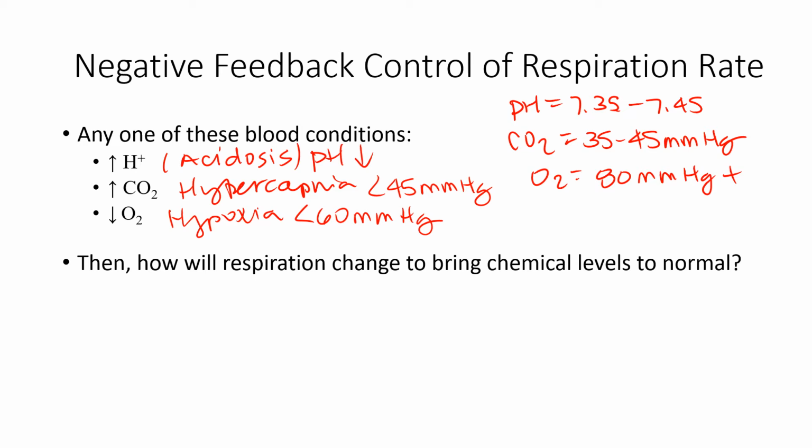So how do we know to change the respiration rate? Well, we have chemoreceptors found in our common carotid arteries and aortic arch, and we also have chemoreceptors in our brain. They monitor these chemistry levels, they tell the medulla and pons to increase the firing rate of those inspiratory neurons, and respiration will then increase. So the respiration rate will increase. That's otherwise known as hyperventilation.